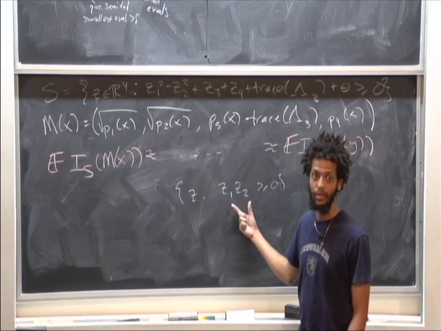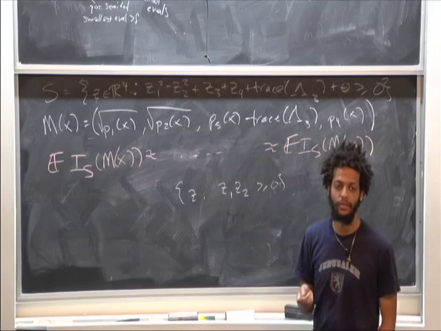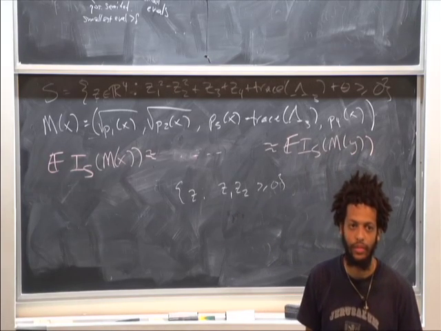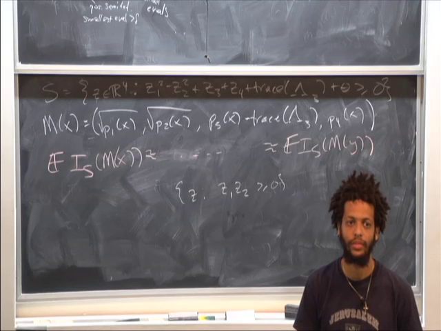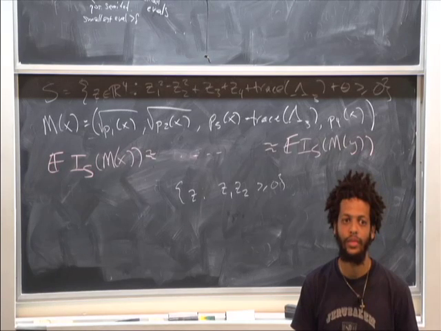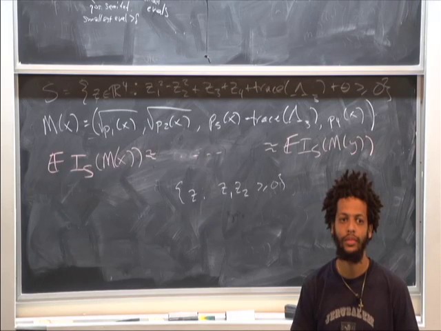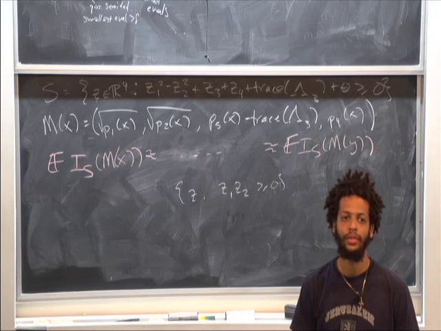The distance from Z1, Z2 to a place where the sign changes is at least the minimum. To change the sign of the product, you have to change the sign of one or the other.